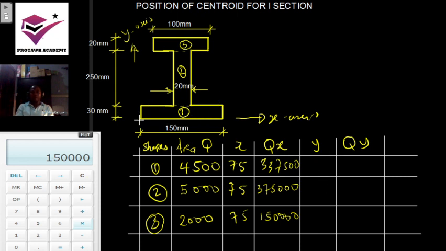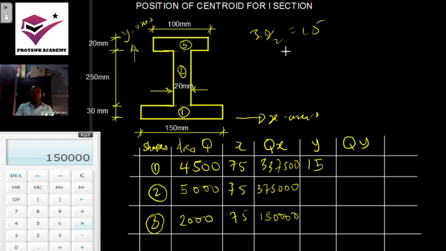So y from here, this is along this axis. The first shape here, its own height is 30, so we'll have 30 divided by 2, which is 15. So what we'll write here is 15.